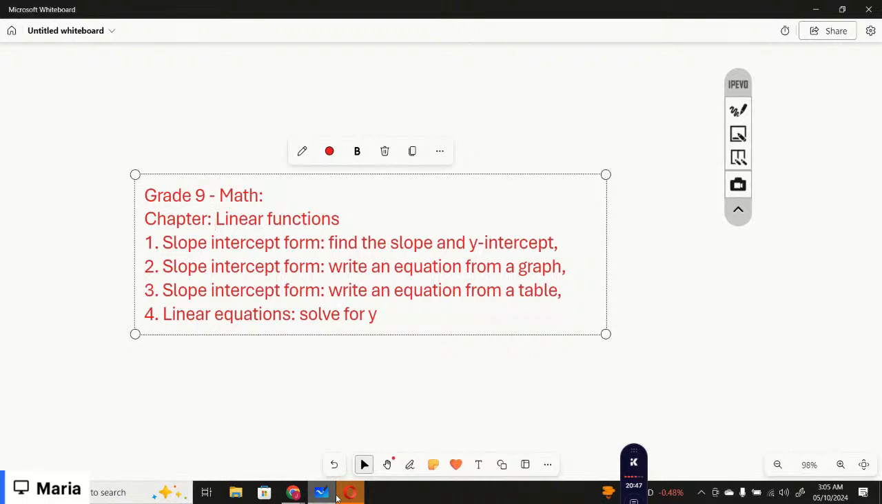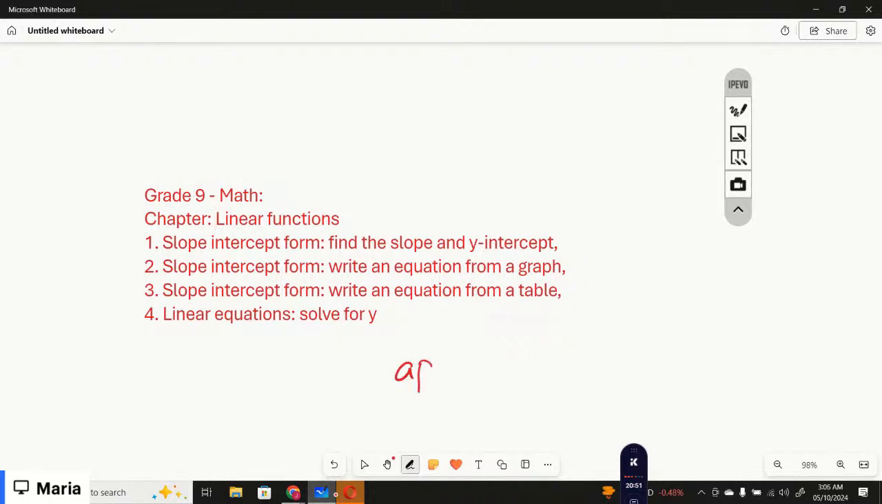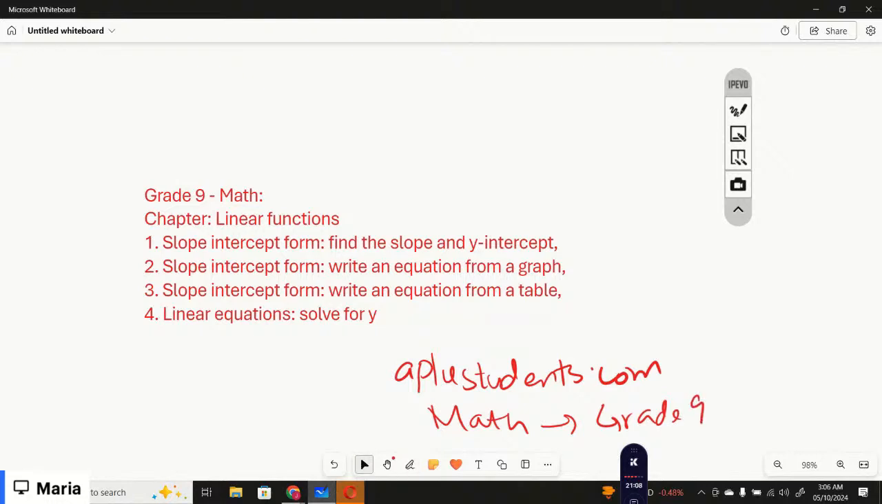You can find all the lessons on aplusstudents.com. You have to log in there using your email address, and the password is provided by the administrator. Then select math from the subject tab, scroll down to grade 9, and click on view all lessons. There you can find a list of the chapters.